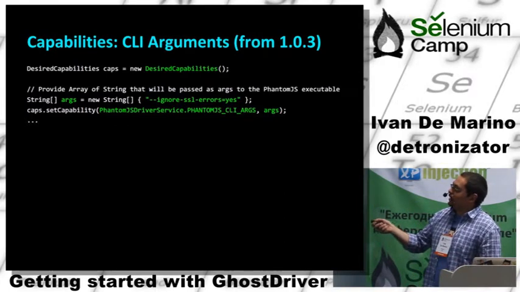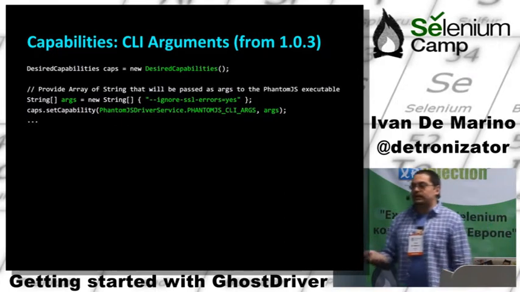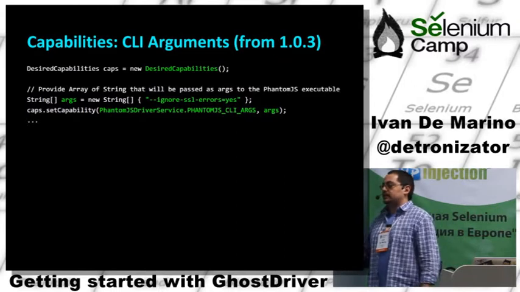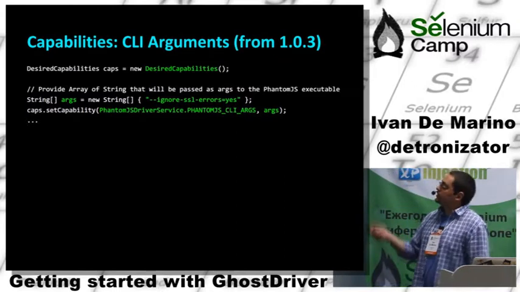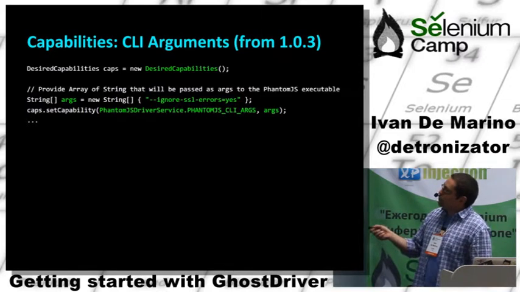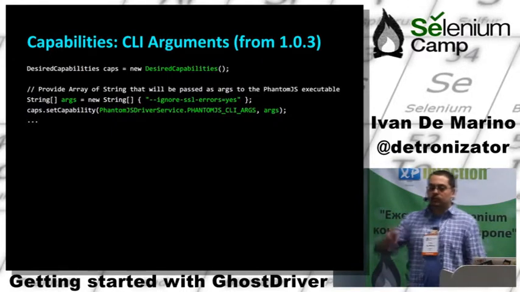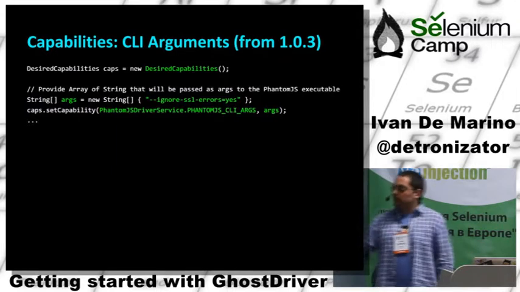here I have an example of how you can tell PhantomJS to ignore any security settings, any certificate failure or anything like that, because your purpose is actually to test the page. What you can do now is set another capability, this one with an array of strings. All the strings will be passed on the command line of the process where it's launched.